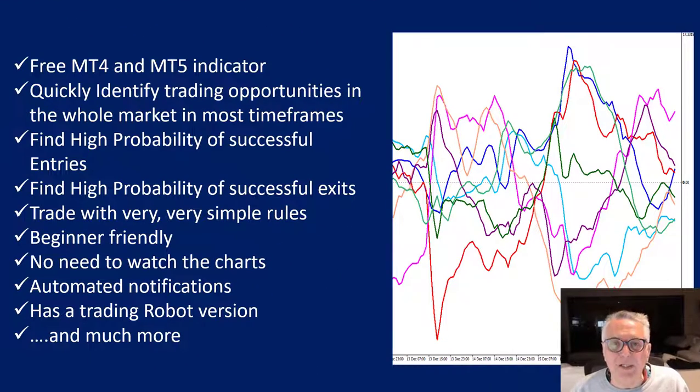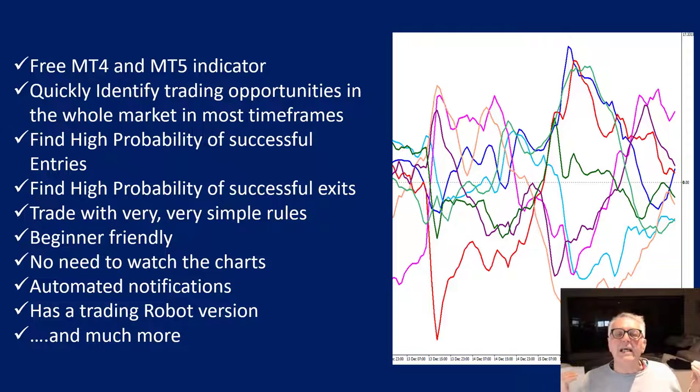We've also automated this trading system into a trading robot, and I'll tell you a bit more about that as the video goes on. Now, the indicator we're talking about is what I call the spaghetti indicator, because that's exactly what it looks like. It's just a whole lot of lines that look like a bowl of spaghetti. But it will become clearer as we go along in this video.